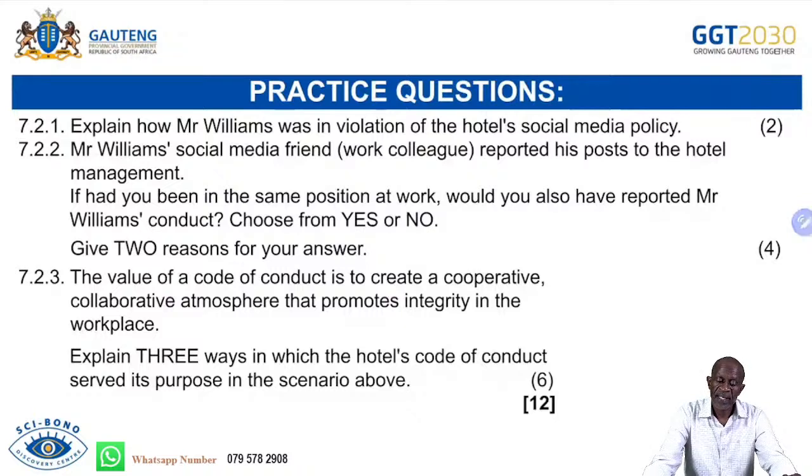7.2.1, it says, explain how Mr. William was in violation of the hotel's social media policy. I can see that some of you are already thinking of answers to give here. And then I'll read all the questions, and then we'll look into the answers later on.